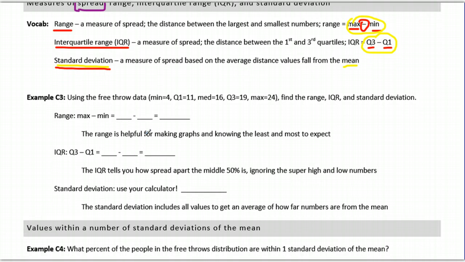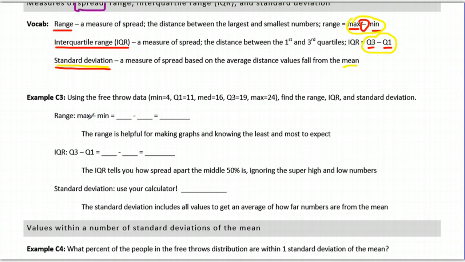So let's look at this example here. So using that free throw data from the previous problems, where we had a minimum of 4, our lowest number was 4, first quartile of 11, median of 16, third quartile of 19, and max of 20, and that's all from when we did our box plot and 5-number summary earlier. You can find the range, IQR, and standard deviation.